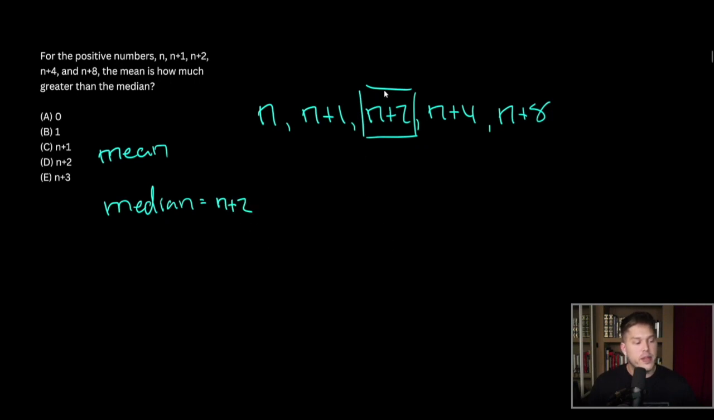So what's our mean going to be? Well, the mean is adding up all of these values and dividing by how many there are. So there's 5 values, so we're going to divide by 5. But whenever we add them all up, what do we have? Well, n plus n plus n plus n plus n would be 5n. And 1 plus 2 plus 4 plus 8 is 15. 5n plus 15 divided by 5 is n plus 3. So the mean is 1 more than the median. So our answer here is answer choice B.